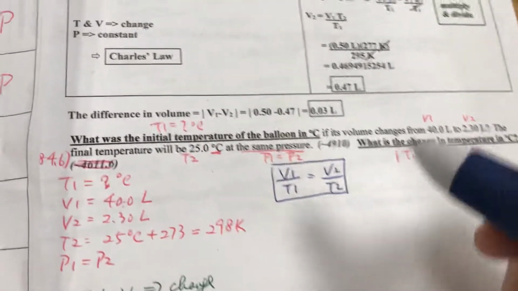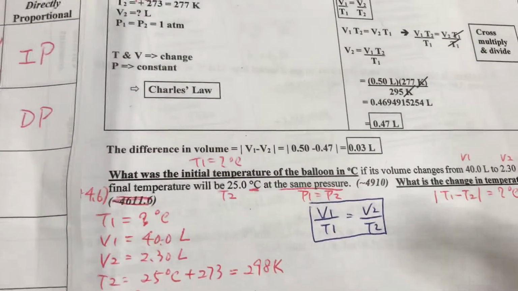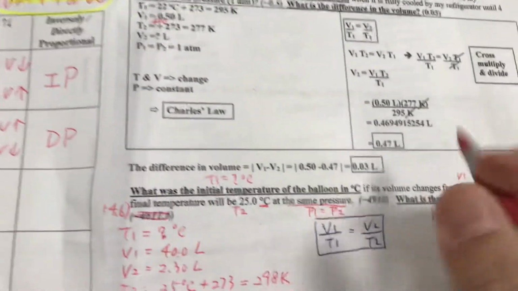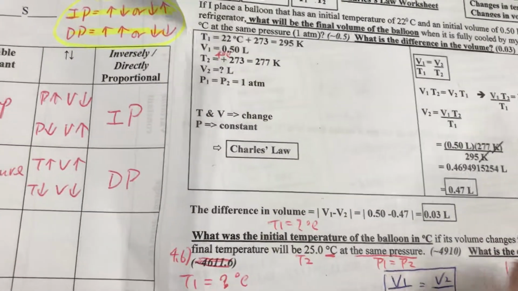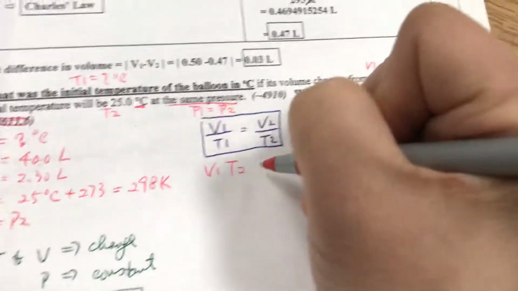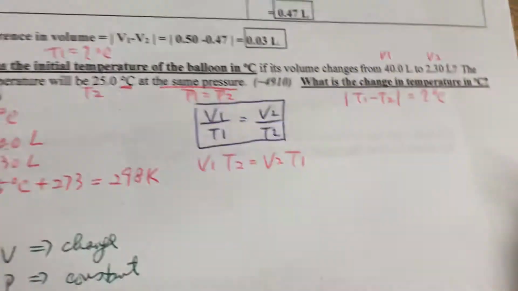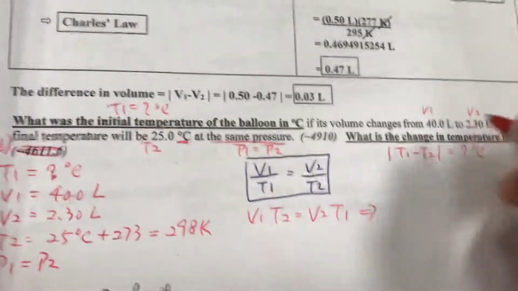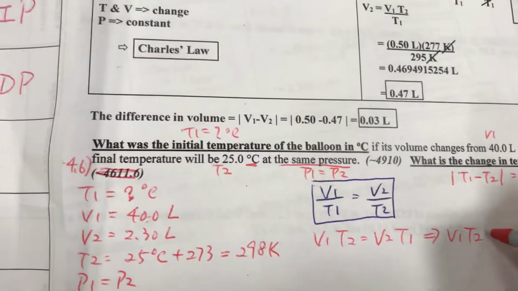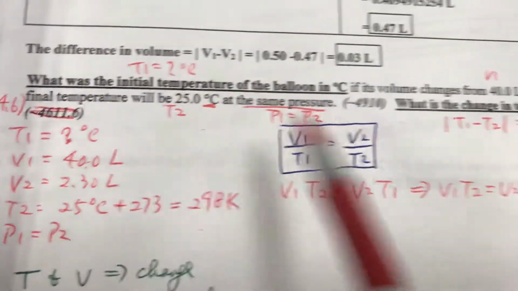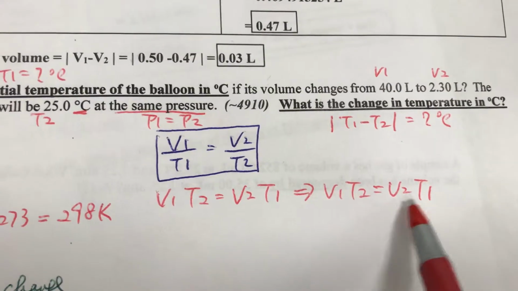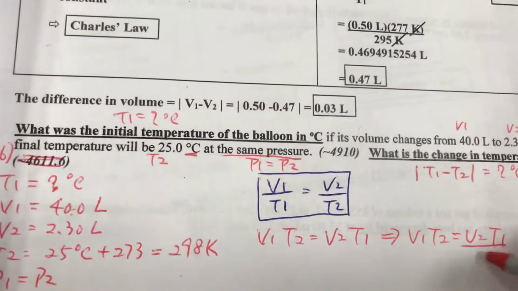Whenever you have a formula with a fraction, the best way to do it is to cross multiply. So after the cross multiply, I got V1 T2 equals V2 T1, right? And then I'm going to rewrite this again. I'm looking for my T1, so I have to get rid of my V2. How can I get rid of my V2? I divide V2 on both sides.